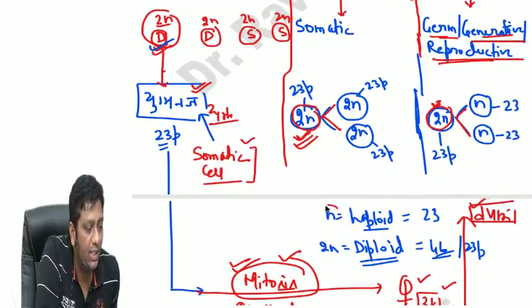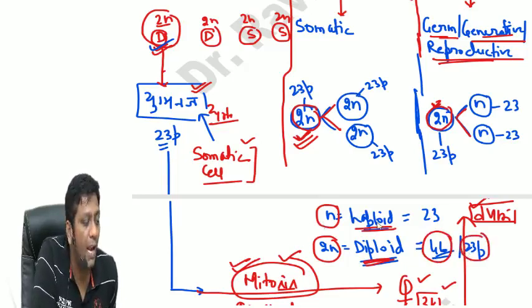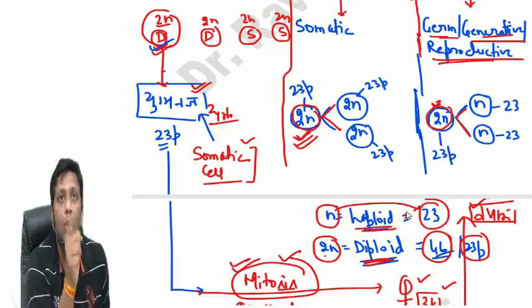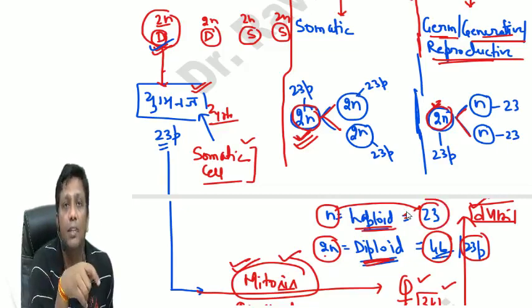In biological sciences, N means haploid and 2N means diploid. You always remember. Diploid means the chromosomes you have are in pairs, 23 pairs or 46. And N means haploid. Haploid will be 23. You tell me, if 2N is equal to 46, what will N be? N will be 23. If 2N is equal to 46, N is equal to 23. This is the meaning of diploid and haploid.